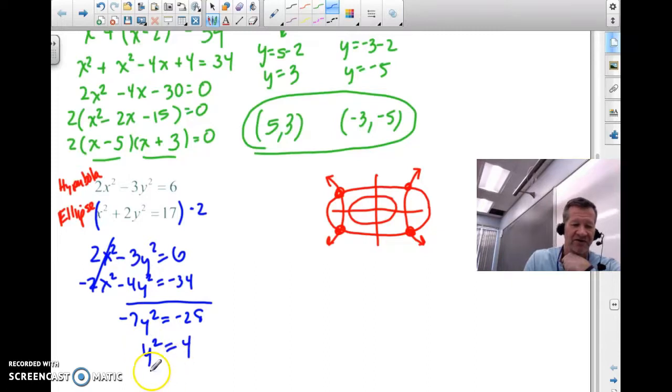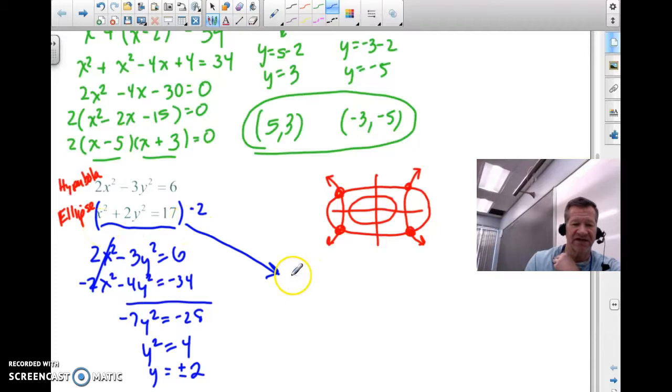And be careful here, taking the square root, I get y equals plus or minus 2. So we have 2 possible answers for y to plug back in. Where do I plug them? Again, any equation with an x and a y in it. This one looks pretty nice. I'm going to try that one.